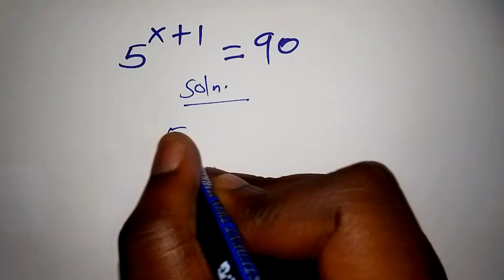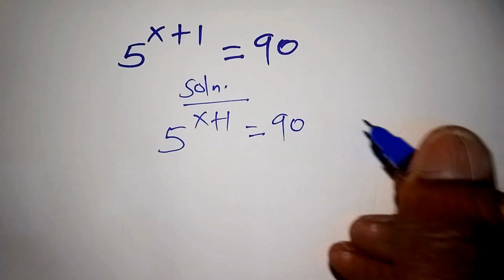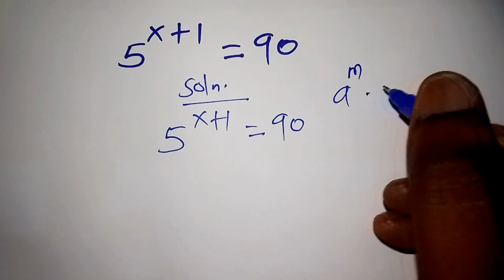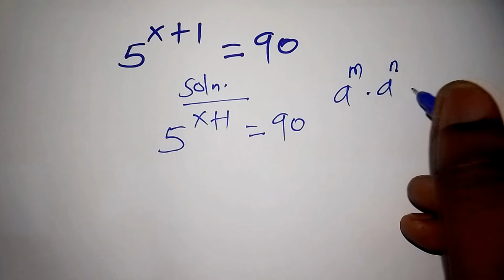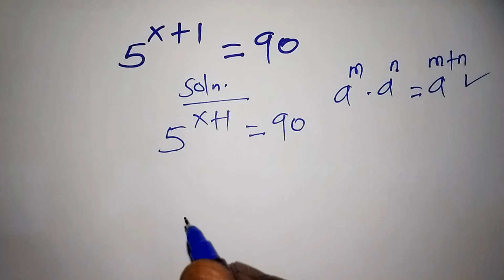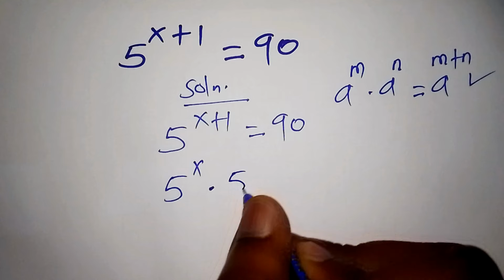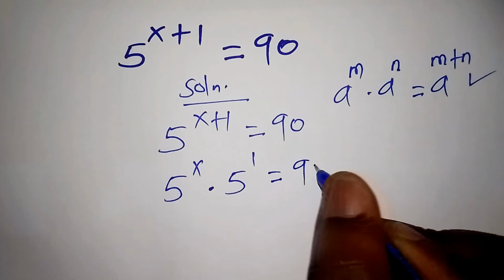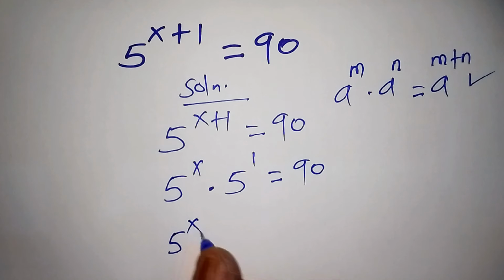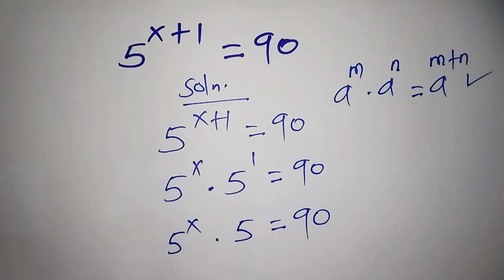So now we have 5 to the power of x plus 1 is equal to 90. Assuming that we have a to the power of m multiplied by a to the power of n, this can also be written as a to the power of m plus n. So here we shall have 5 to the power of x multiplied by 5 to the power of 1 is equal to 90. So 5 to the power of x stays as 5 to the power of x, multiplied by 5 to the power of 1, which is 5, equals 90.